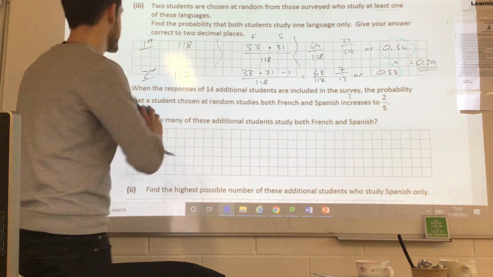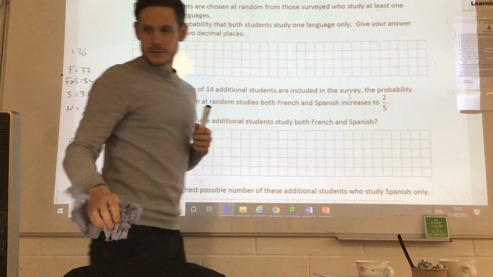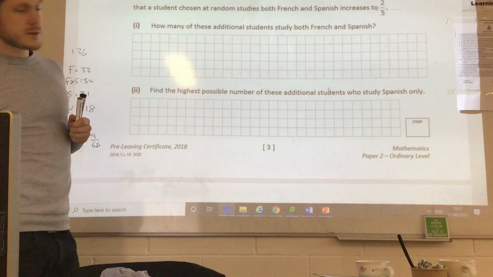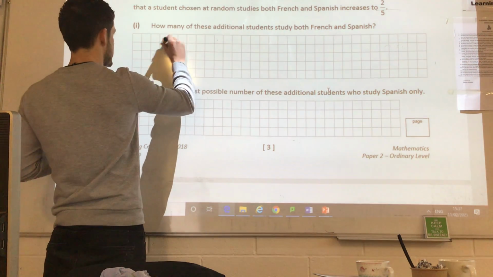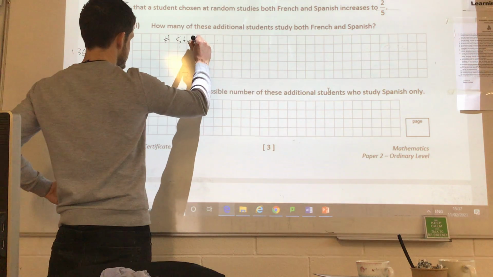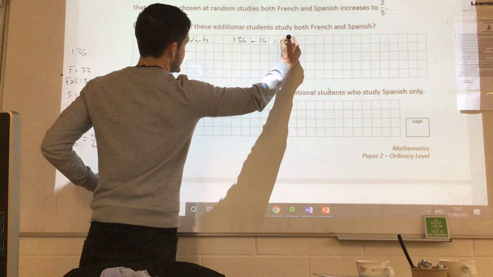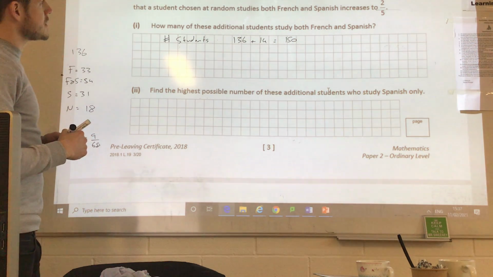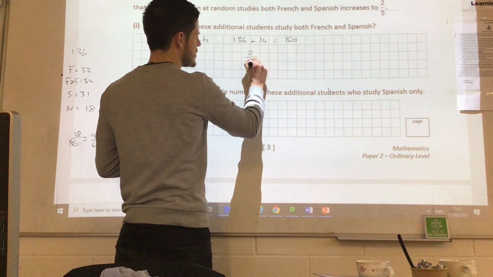So let me just get rid of this just to give us a little bit more space. Scroll up here. So we've got 14 additional students. So our number of students, I'm just going to put hashtag students, increases. So we get 136 plus 14. So we're now looking at 150 students. So the probability of a student chosen at random studying both French and Spanish is 2/5. So all we need to do is figure out what 2/5 of 150 is.